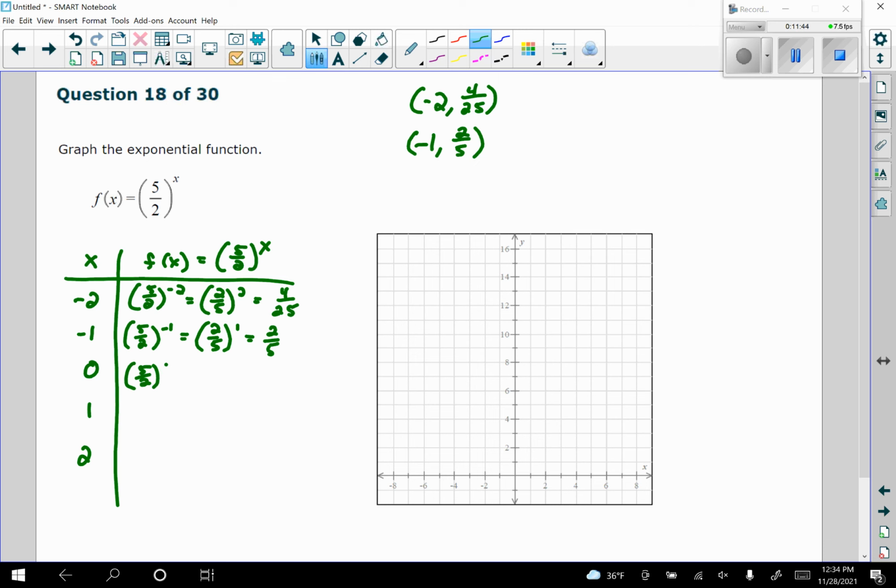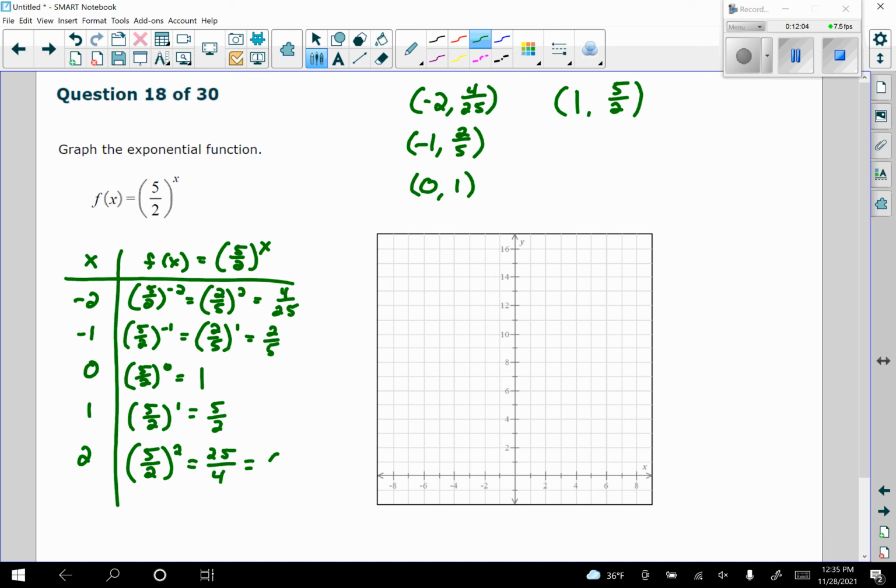Next one, anything to the 0 power is 1, so we have 0, 1. Then we'll have 5 halves to the 1st, which is 5 halves. So we have the point 1, 5 halves. And then we have 5 halves squared, which becomes 25 fourths, which we could say 4 goes into 25 6 times with 1 left over. So that might be helpful when we go to graph 2 first.